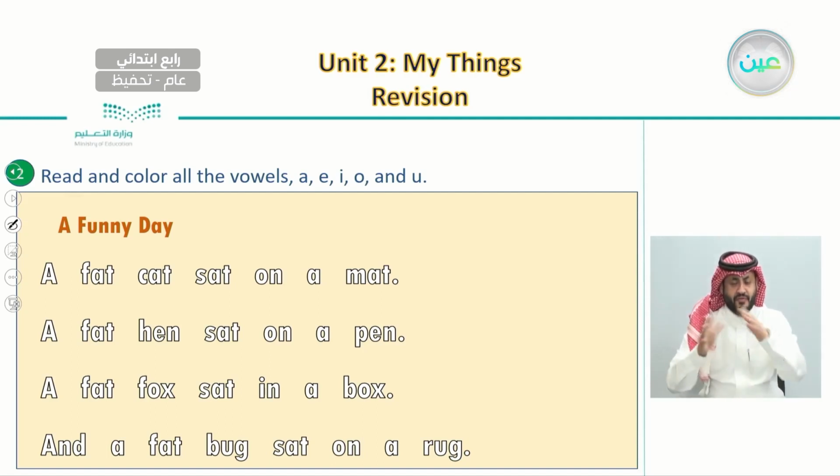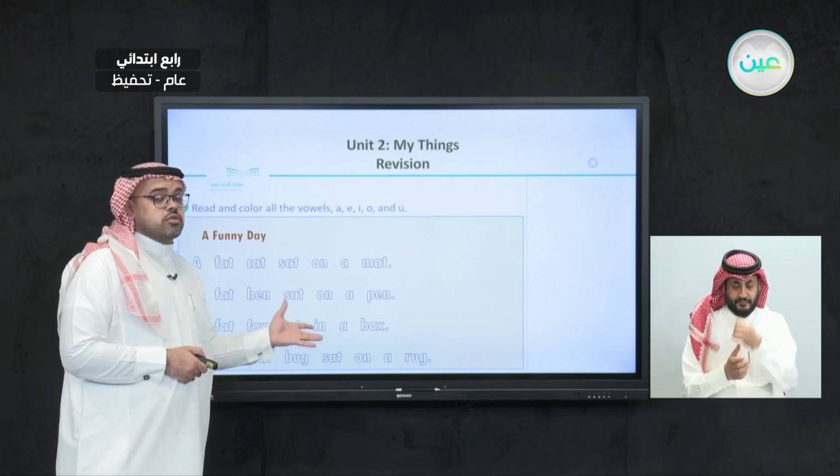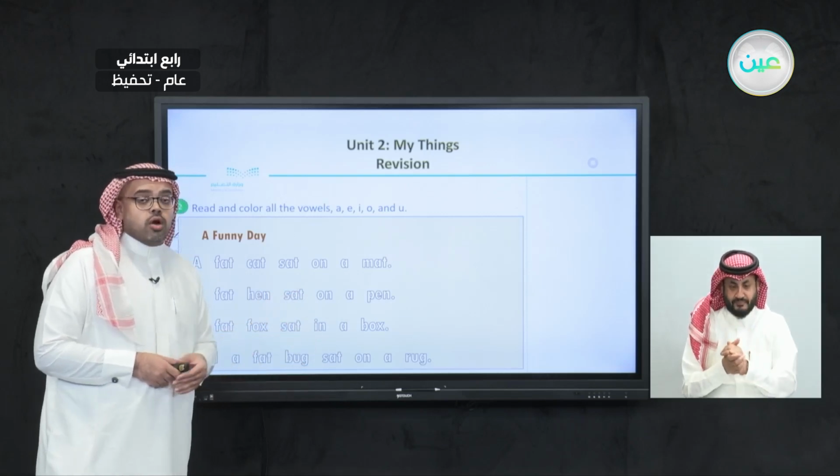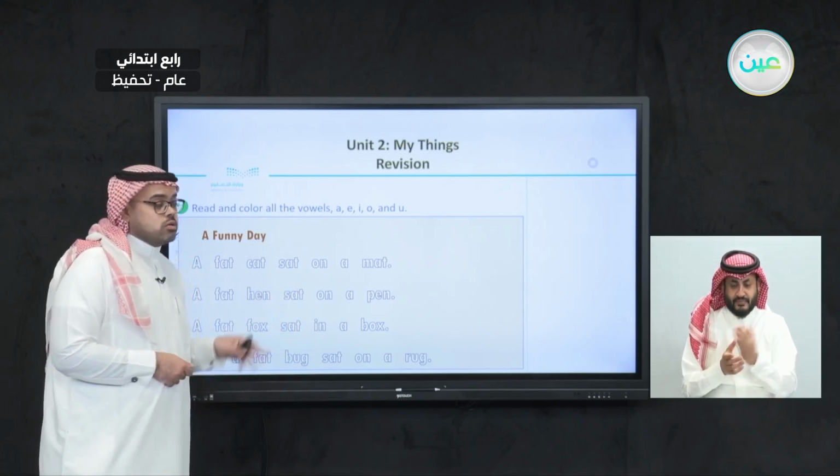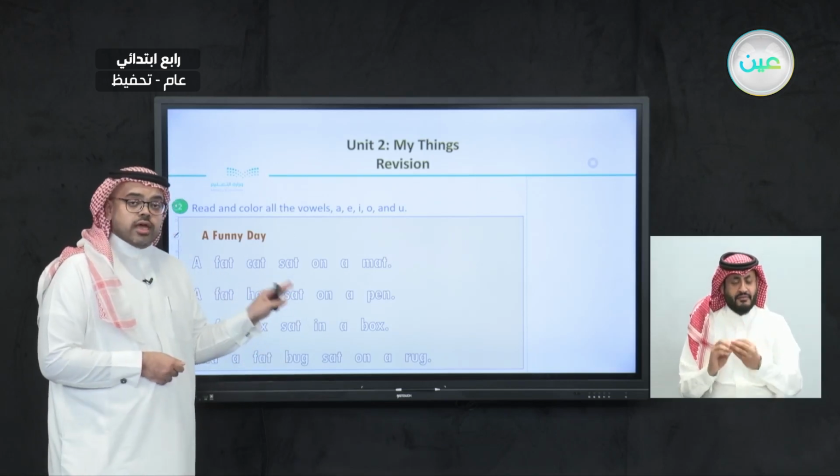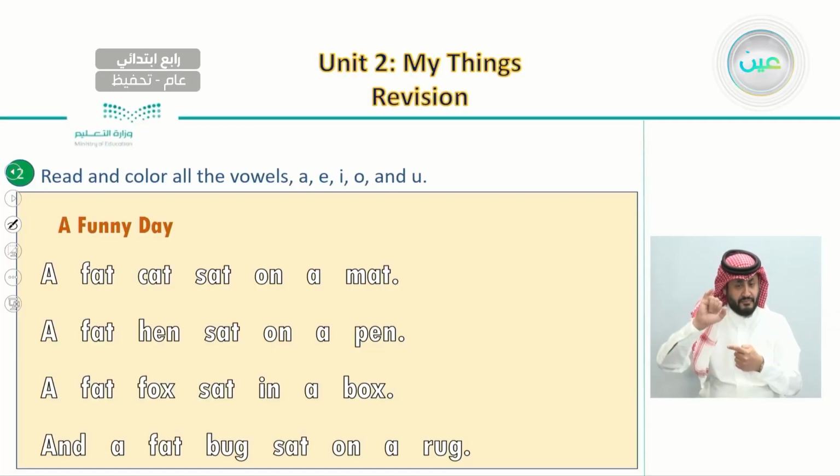So we said here that after reading this story, then we can go on and try to color all the vowels that we can see here. For example, the first vowel we can see is A. So here we can go and color letter A as the first vowel.